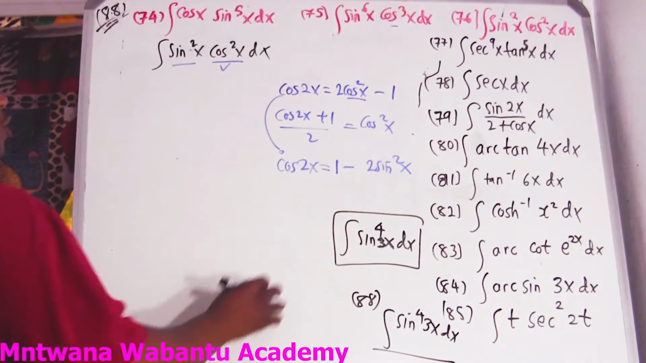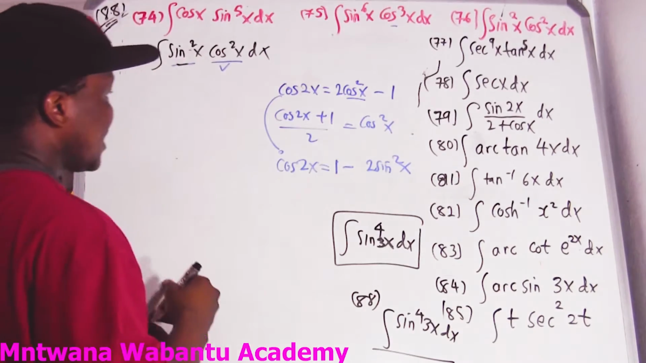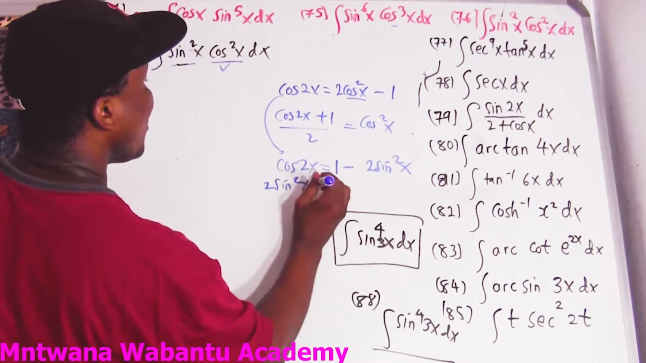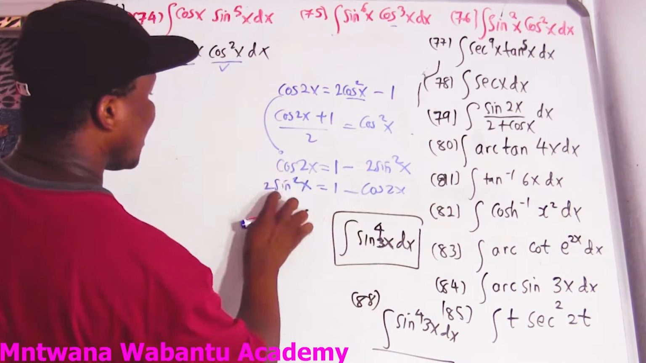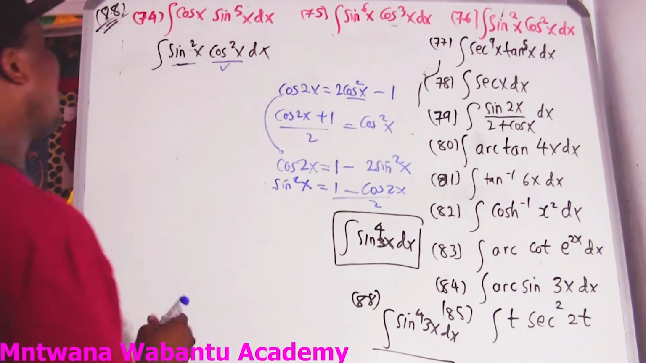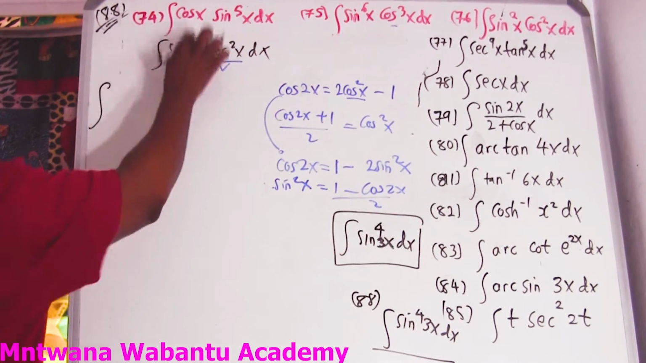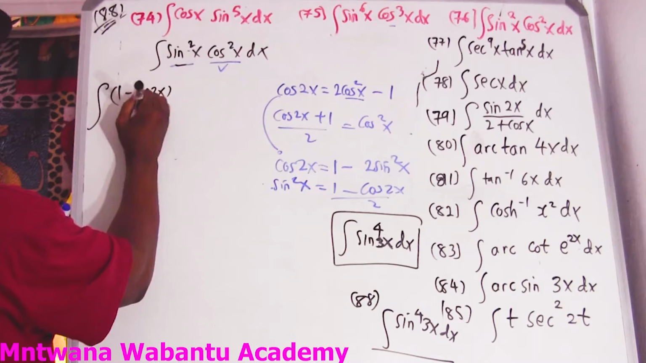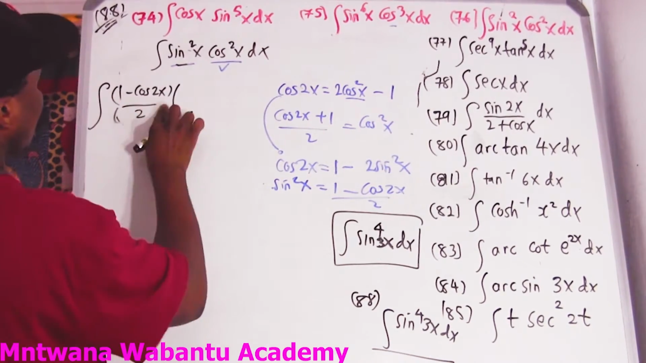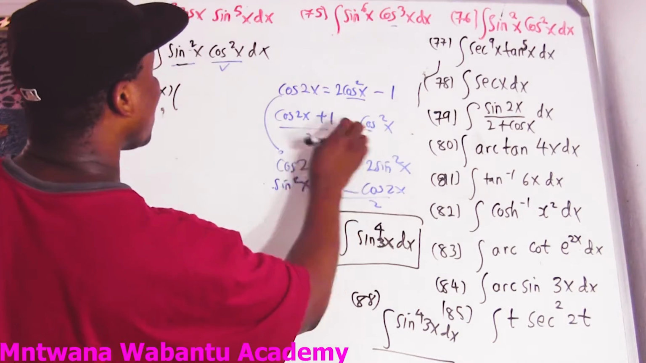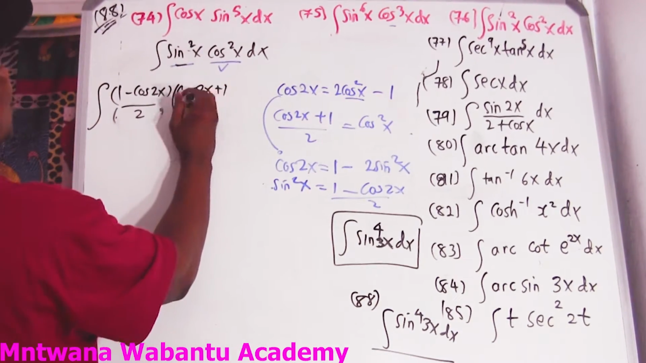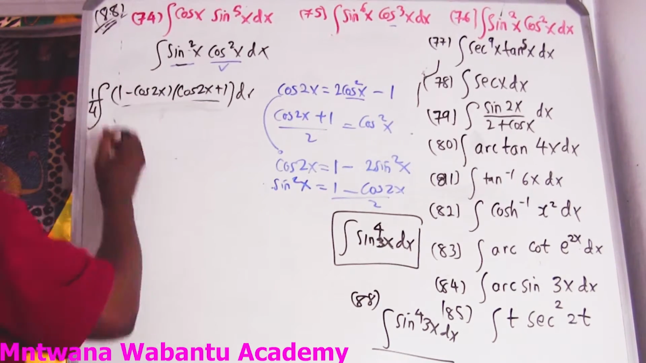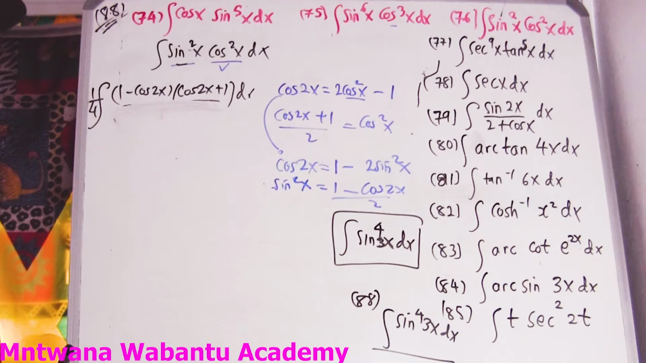Now let me make sine square x the subject. It becomes sine square x equals 1 minus cos double angle, divided by 2. Let's replace both. Integral of sine square is 1 minus cos double angle over 2, and for the other one, cos square equals cos double angle plus 1 over 2, dx. 2 times 2 equals 4, so this goes to the front as 1 over 4.